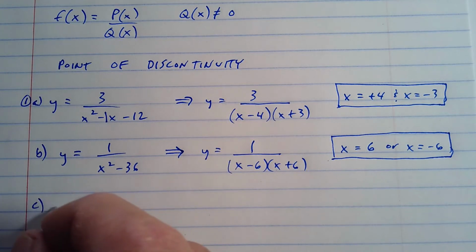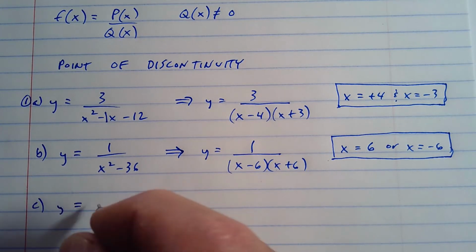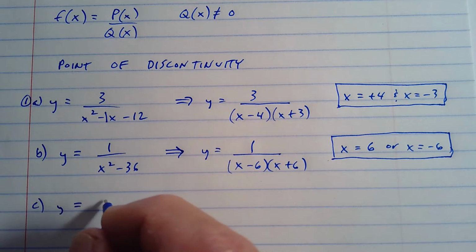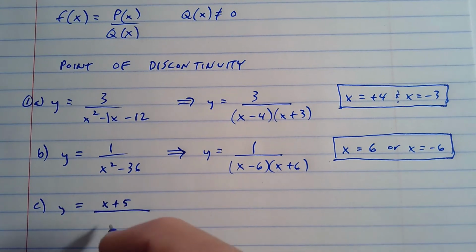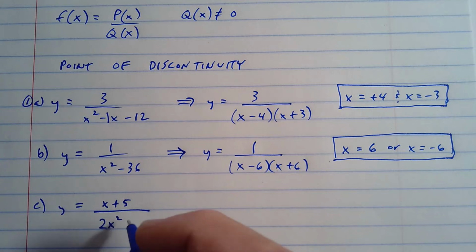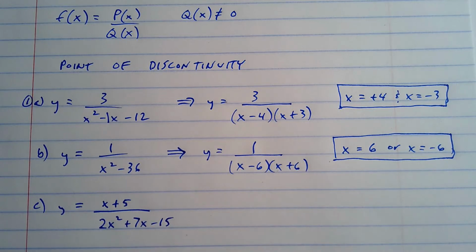Third example: y equals x plus 5 all over 2x squared plus 7x minus 15. So you could guess and check your way to this, but I just wanted to put one on here to do the Berry method for a little review.